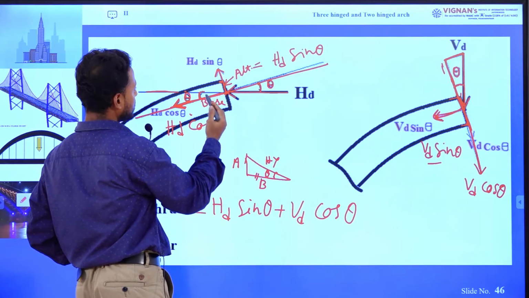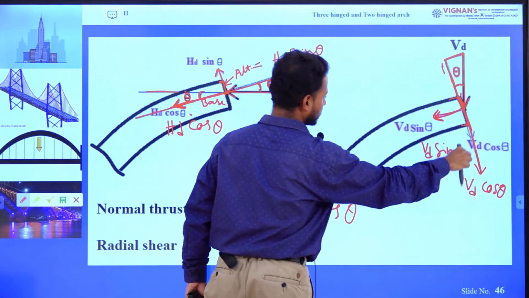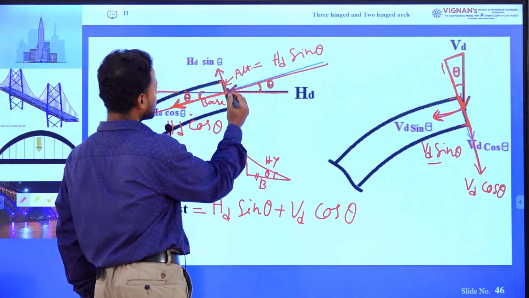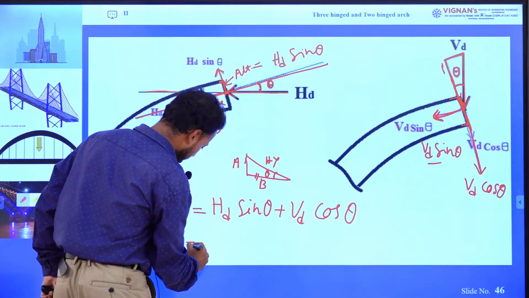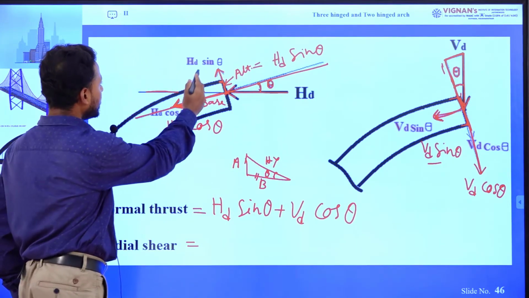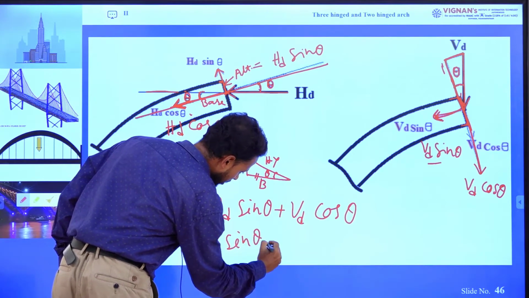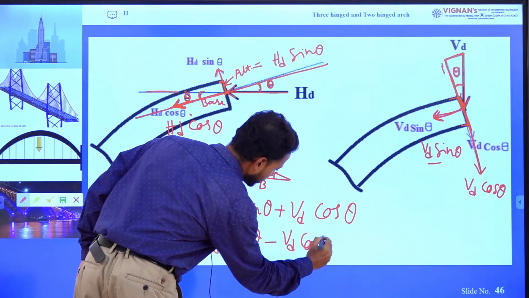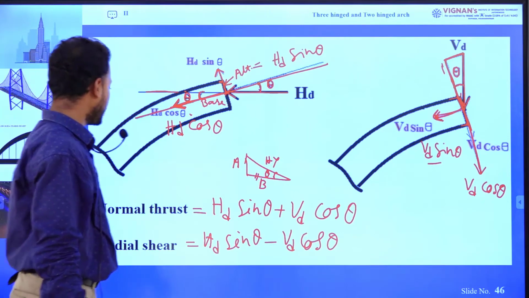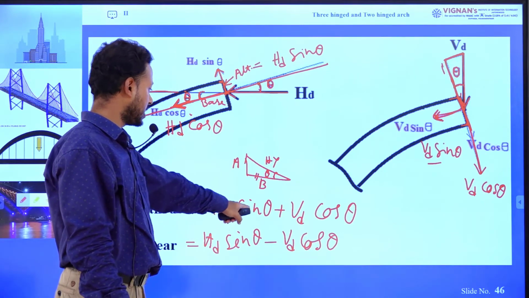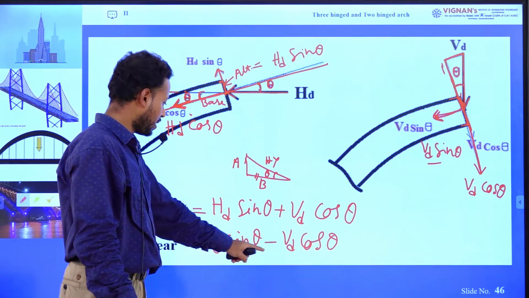But in case of radial shear, it is acting in this direction, but it is acting in the downward direction. So the net force will be, the net shear force will be HD sin theta minus VD cos theta. So I can write it here. The radial shear is HD sin theta minus VD cos theta, right? So I have determined normal thrust equals HD cos theta plus VD sin theta, and radial shear equals HD sin theta minus VD cos theta.